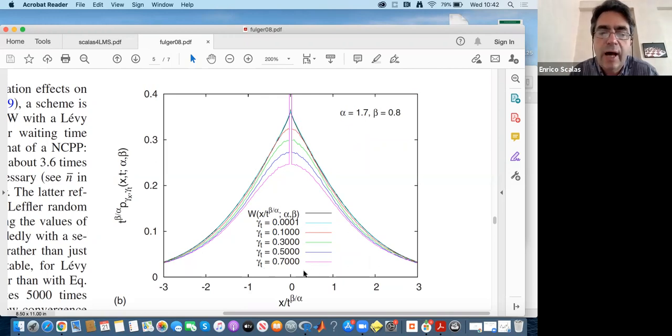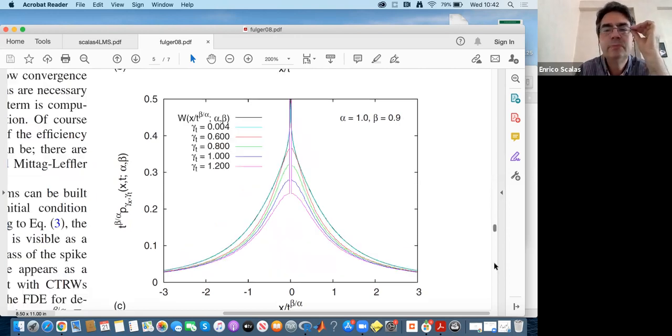And you see also how these functions are approaching the solution more and more as gamma t becomes smaller and smaller. And you see also the different behavior because you have this cusp here, which was not there in the case of the Gaussian, and the cusp is appearing only in the limit. And this is even more extreme with alpha equal to 1 and beta equal to 0.9, with a very high cusp.